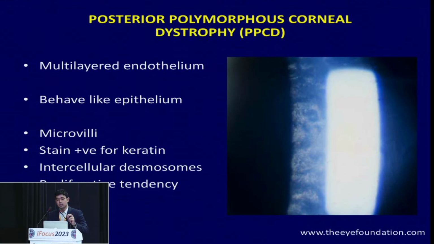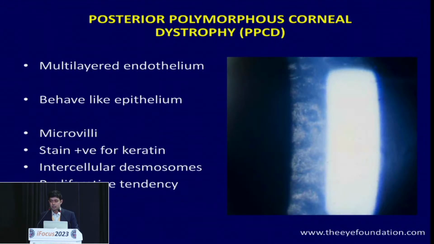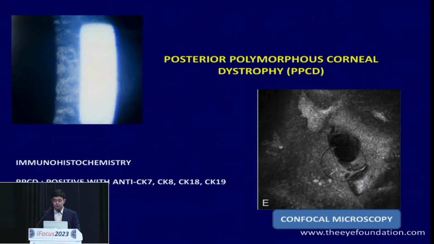A specific feature of posterior polymorphous corneal dystrophy is that the endothelium behaves like an epithelium. The endothelium becomes multilayered, it has microvilli, it stains positive for cytokeratins like CK7, CK8, 18 and 19, and this is a typical feature of posterior polymorphous dystrophy. It also has intercellular desmosomes and has a proliferative capacity. Basically, all the features which you think of for an epithelium are there for an endothelium in posterior polymorphous dystrophy.